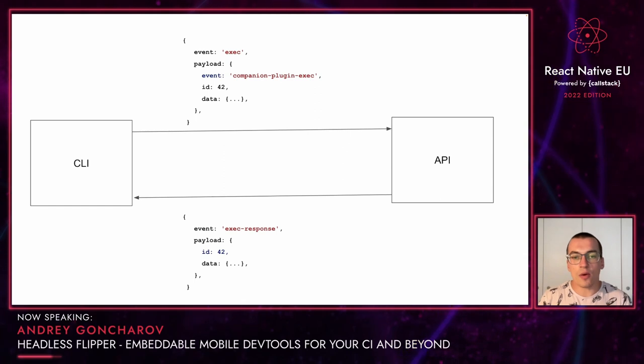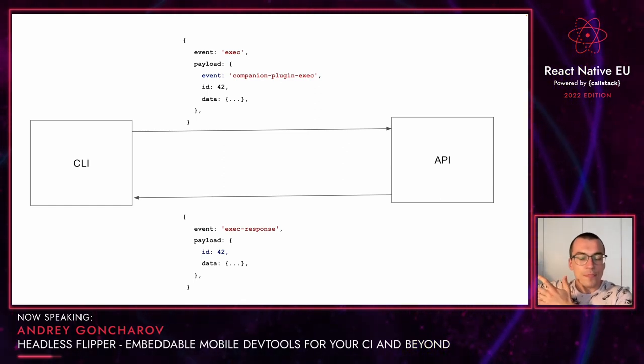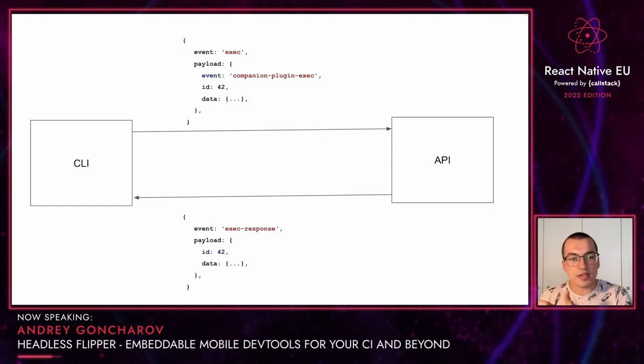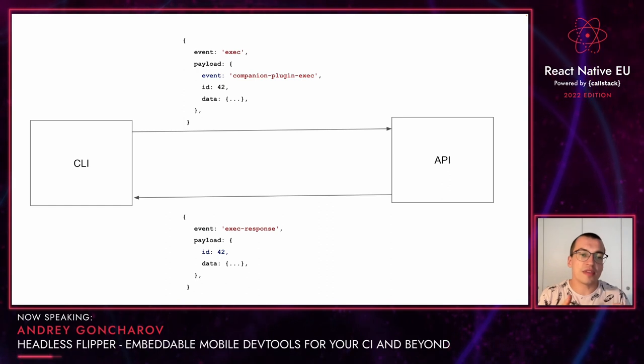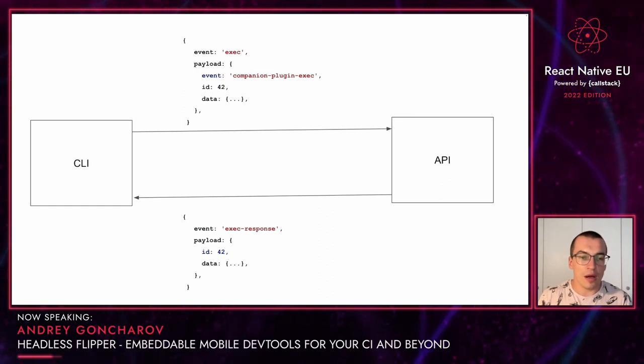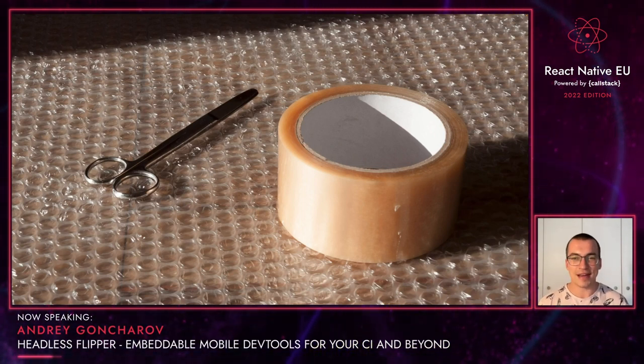And whenever this API call executes on the Flipper server side, somewhere there, the response is once again serialized and sent back with the same ID and with the data from the API call. Whew! Demo time!